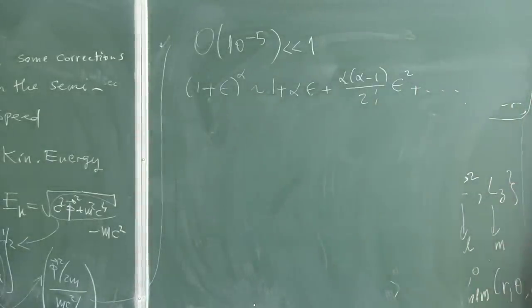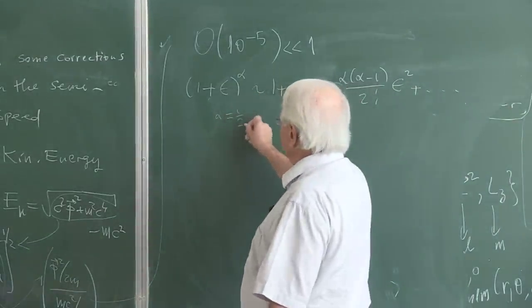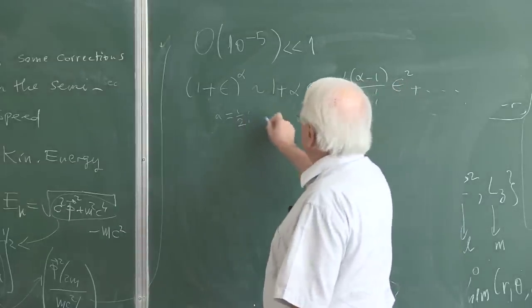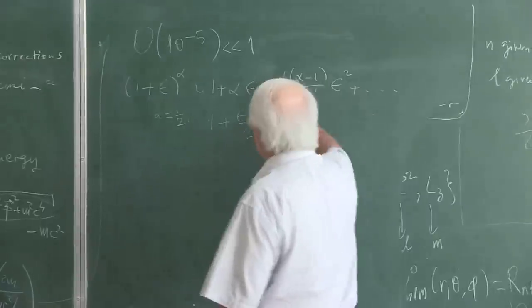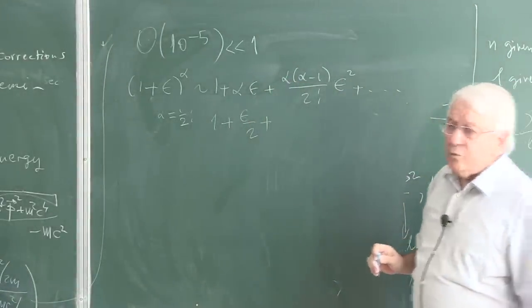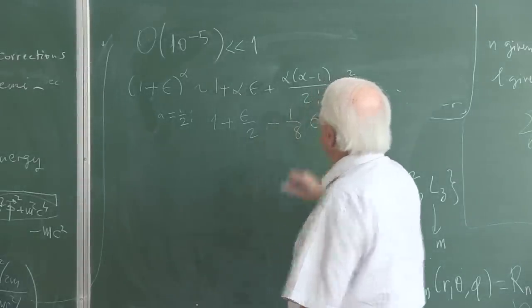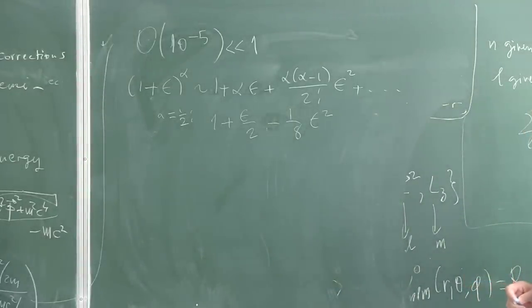It goes all the way, right? It's an infinite series in principle. So for our purposes, alpha is 1 half, because that's the square root I'm dealing with. So this becomes 1 plus epsilon over 2 plus 1 half minus a half, makes it minus a quarter, divided by 2, minus 1 over 8 epsilon squared. So that's a sufficient precision that we shouldn't pursue our expansion any further beyond.